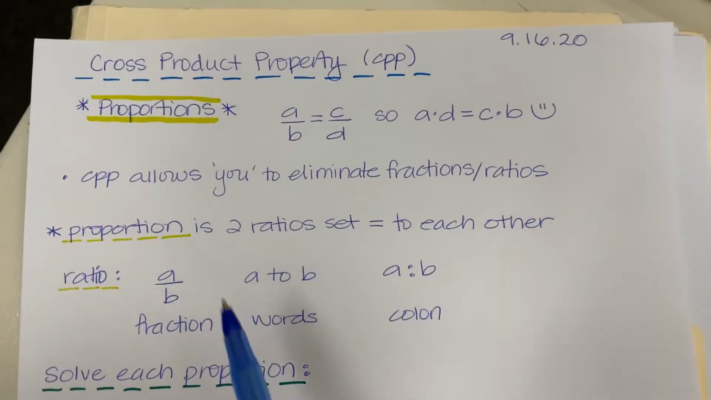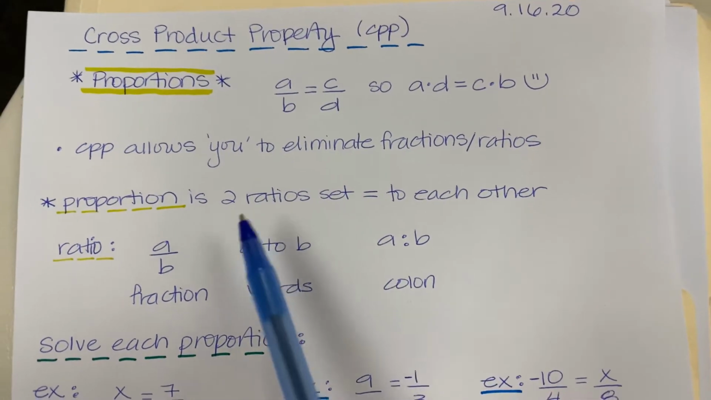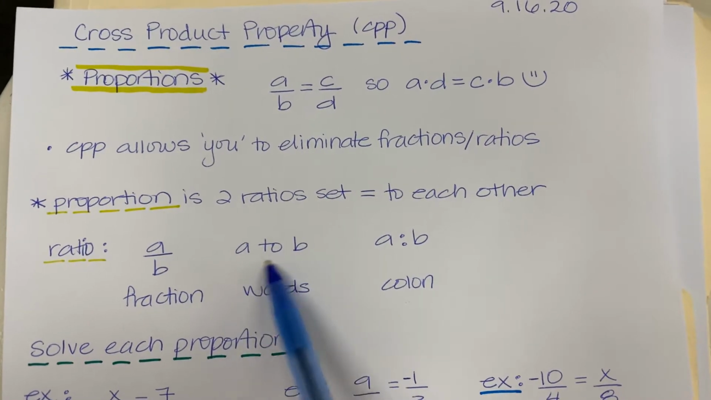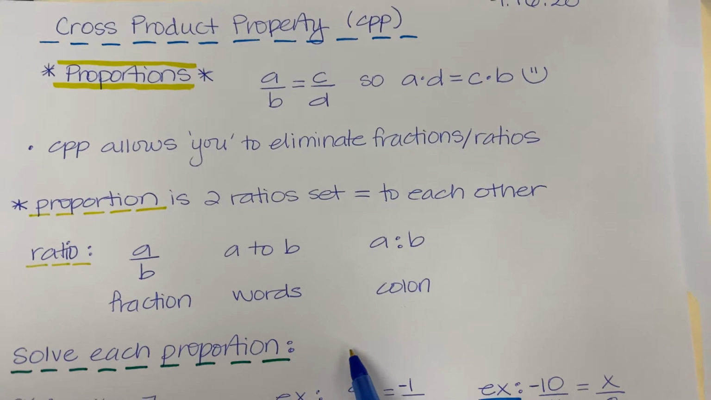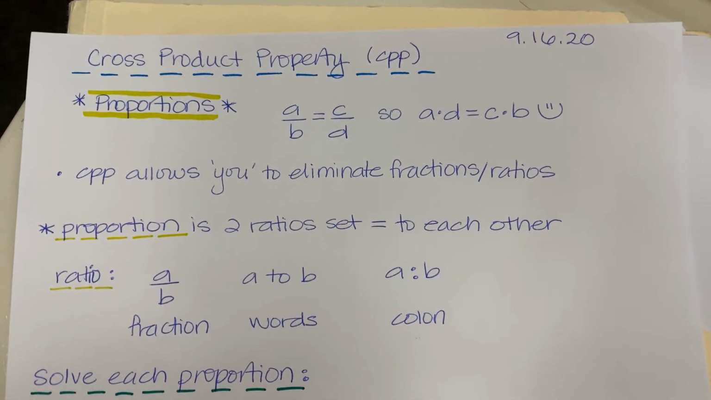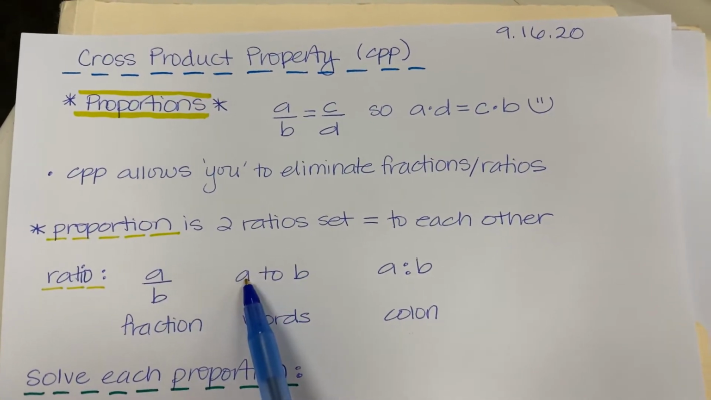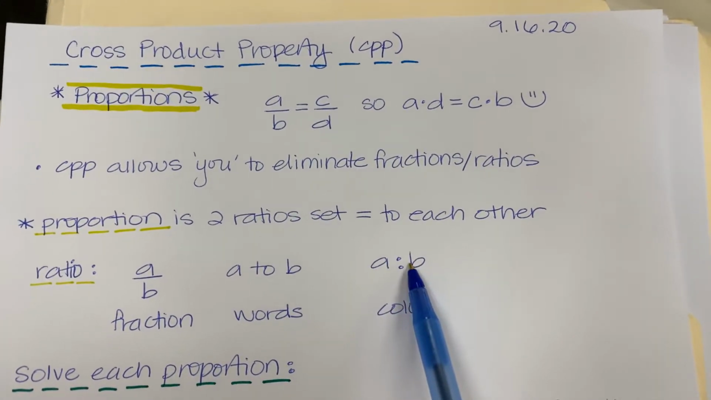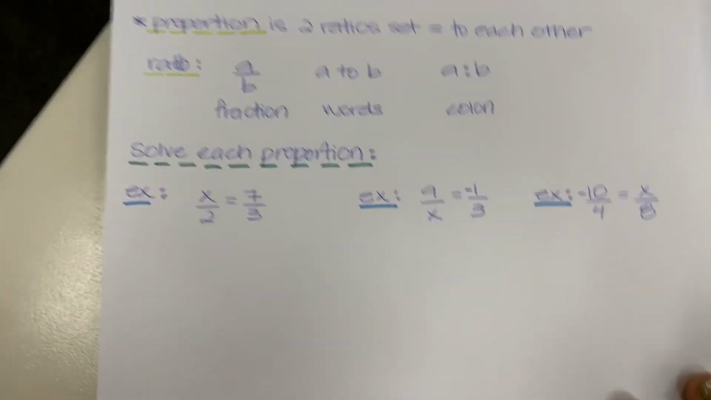Okay, how do you express a ratio? It can be a fraction, words, or with the colon. So a over b with that fraction bar, a to b, which is more for word problems, and then a colon b. The first is the numerator, the second is the denominator. Okay, so here we go.